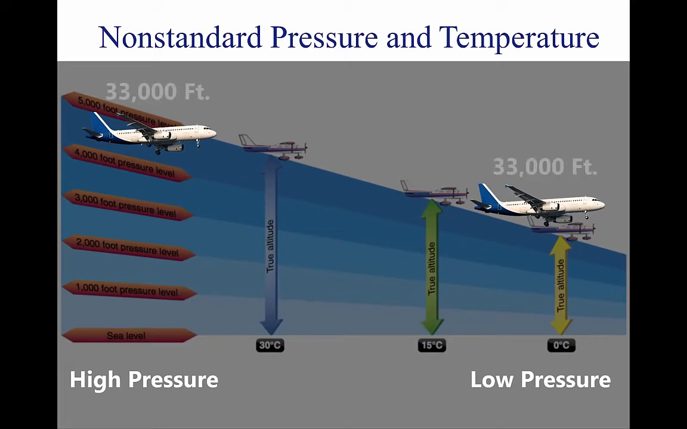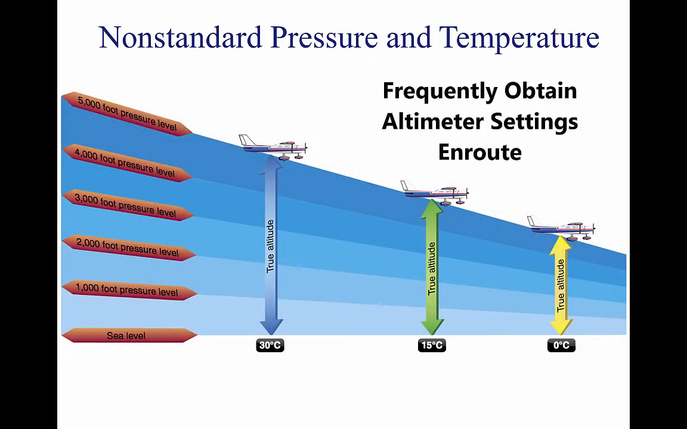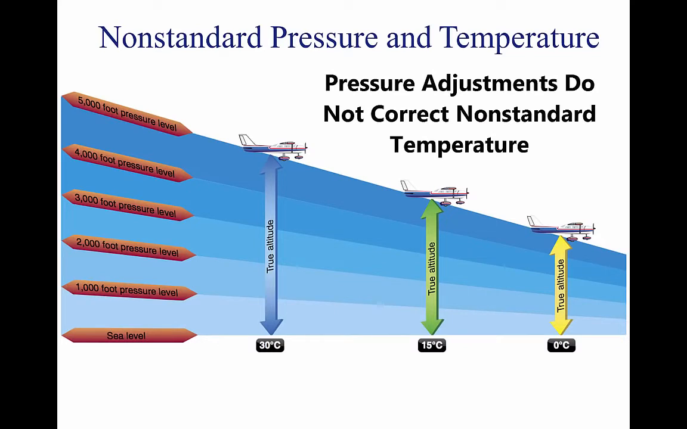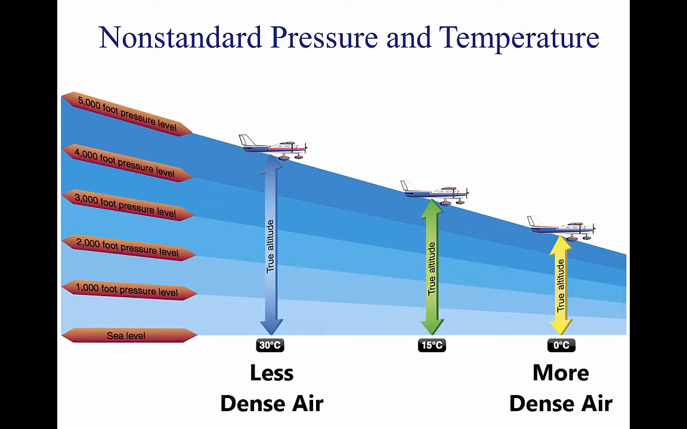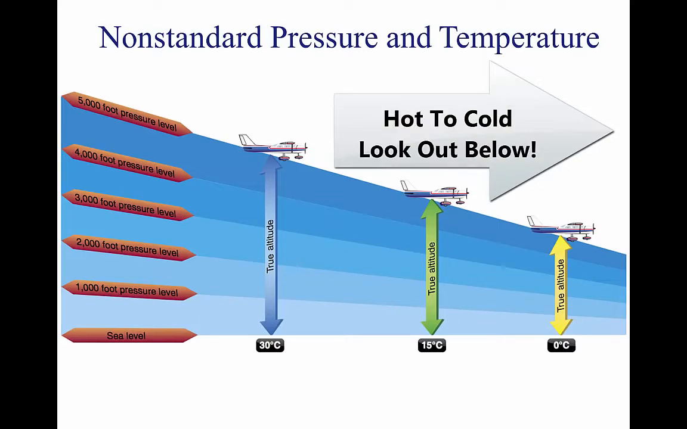Conversely, if an aircraft is flown from a low-pressure area to a high-pressure area without an adjustment of the altimeter, the actual altitude of the aircraft is higher than the indicated altitude. Once in flight, it is important to frequently obtain current altimeter settings en route to ensure terrain and obstruction clearance. Adjustments to compensate for non-standard pressure do not compensate for non-standard temperature. Since cold air is denser than warm air, when operating in temperatures that are colder than standard, the altitude is lower than the altimeter indication as shown above. A variation of the memory aid used for pressure can be employed. From hot to cold, look out below.